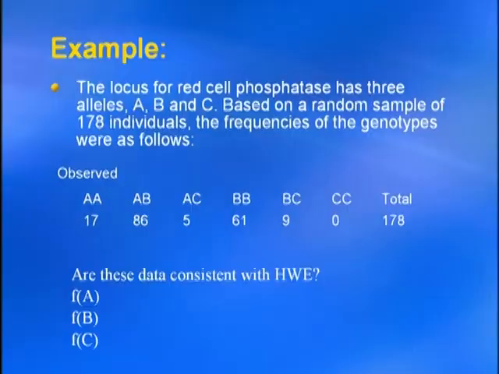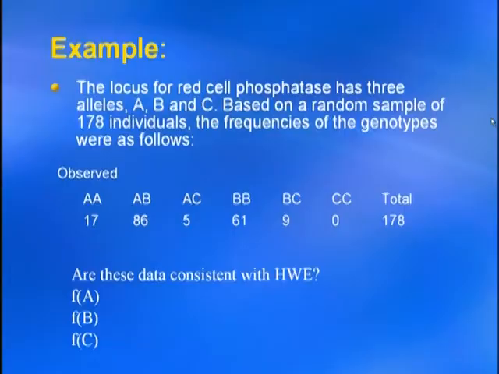So how do you figure out whether or not your marker alleles are in Hardy-Weinberg equilibrium? Well, let's use this example here where we have a locus for red cell phosphatase, which has three alleles at that locus. We're just going to call them A, B, and C. And in this case, it was based on a random sample of individuals from the population, so not selected on any kind of disease status. And what we wanted to do was look at the genotype frequencies in that population and then determine whether or not those frequencies were in agreement, or were in Hardy-Weinberg equilibrium.